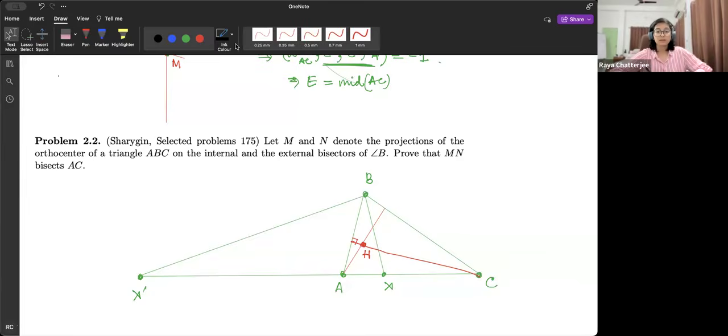Yes, I am back. So what was the question? The projections onto the internal and external bisectors.